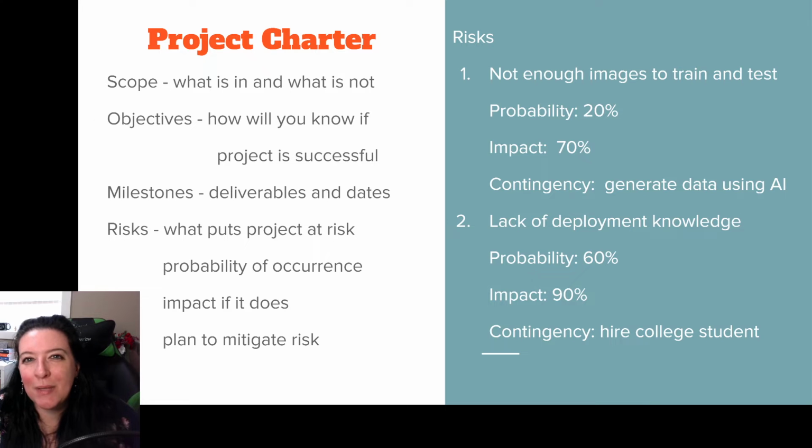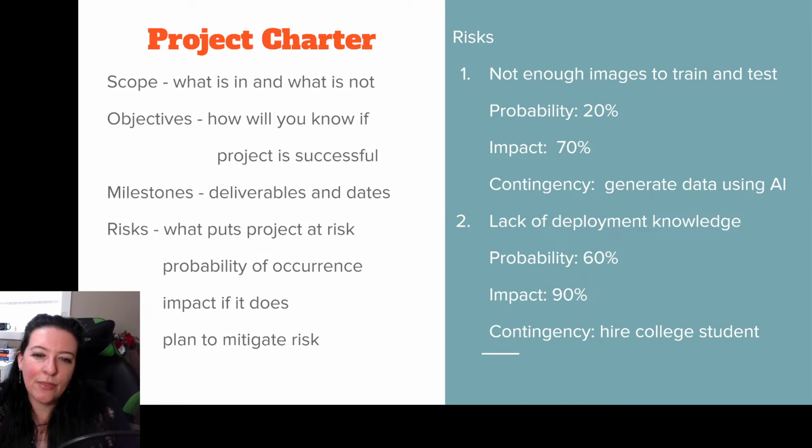Our contingency plan is that we are going to generate data using AI. So maybe we're going to use Midjourney to create images of good and bad meat, and then we can feed that into our algorithm. Another risk is lack of deployment knowledge. So maybe we're concerned that the people at the grocery store may not know how to create a system that automatically notifies the manager when the algorithm identifies a rancid meat.